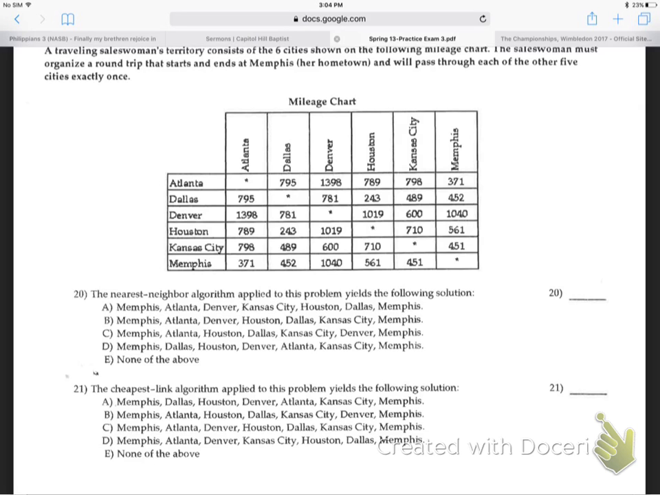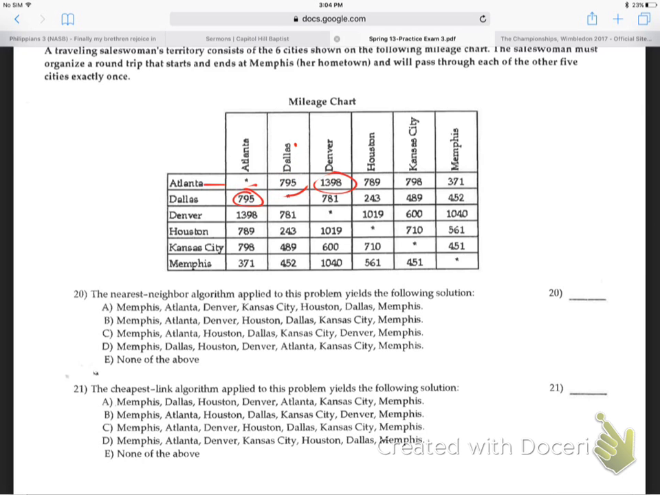What I mean is, let's just go through. What is that 795 right there? What does that even mean? Miles. Yeah, how many miles from where to where? Atlanta to Dallas, right? Because it's where Atlanta and Dallas meet. So that means there's 795 miles to fly from Atlanta to Dallas, and 1398 from Atlanta to Denver, and on you go. See how all the numbers are repeated the same? Because Atlanta to Dallas is going to be the same thing as Dallas to Atlanta. So there's a repeating of all the numbers.